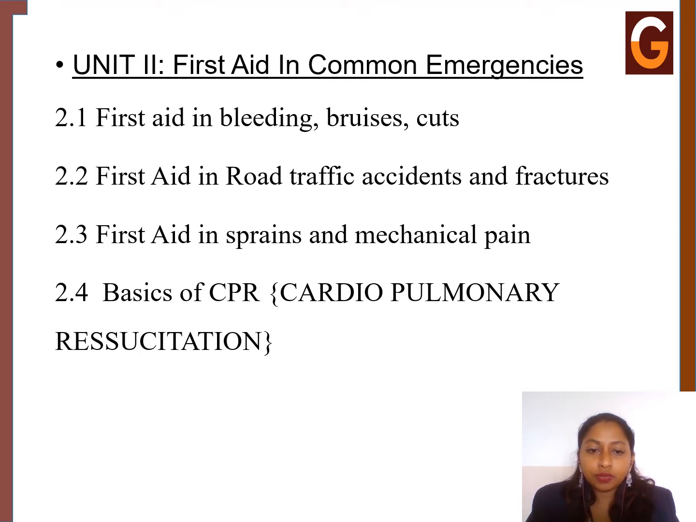We will be dealing with first aid in sprains and mechanical pain, which are very common aspects if you see them in sports. So if we have any ankle sprain, if you twist an ankle, what kind of first aid you can give to those kinds of victims, and the basics of CPR. All we know is the chest compressions and mouth-to-mouth breathing. So I will be giving you a brief about how to give CPR and how well we can revise all the aspects of it. So this is for unit number 2.